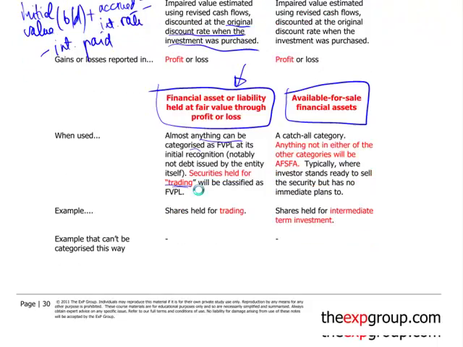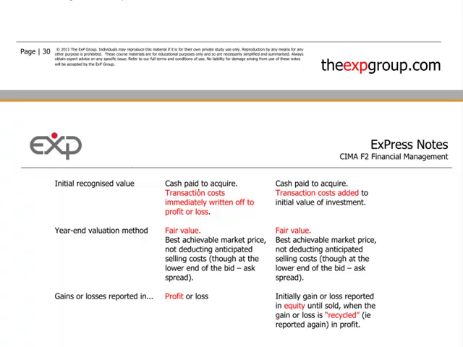And what happens if we keep this category? Initial recognized value is cash paid to acquire, but transaction costs are immediately written off against the profit or loss. And the year-end valuation is not amortized cost anymore, it's the fair value. What is fair value? It's a sort of market value, it's the best achievable market price, and you're not deducting anticipated selling costs from it. Now, in terms of any gains or losses, that's for the previous two categories as well. You're going to hit the profit or loss immediately with them.